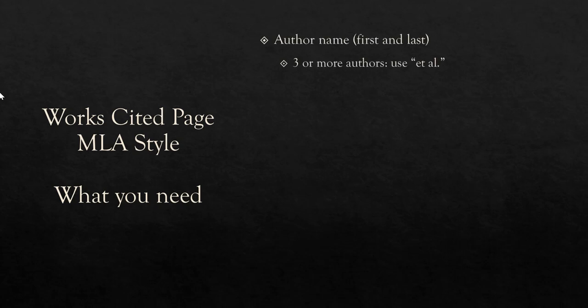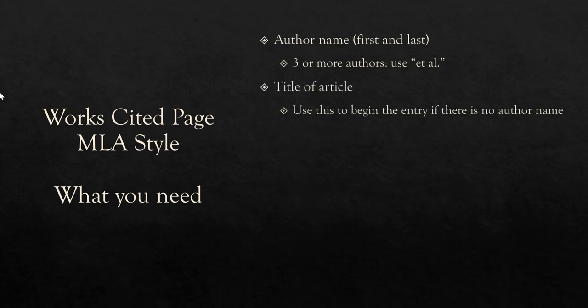Your author name, the first and last. If there's two authors, you need both the first and last name for both authors. If there's three or more authors, you only need to gather the information for the first author that's listed on the publication, because we'll be using the word et al., which is Latin for "and all," instead of typing out all of the authors' names.